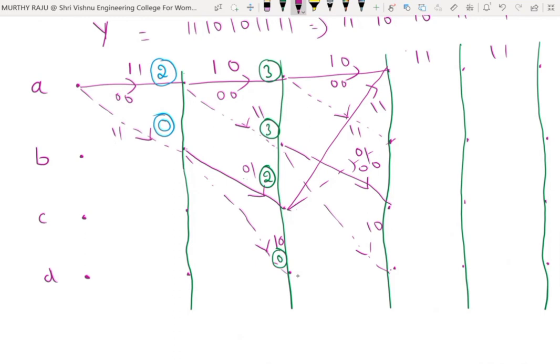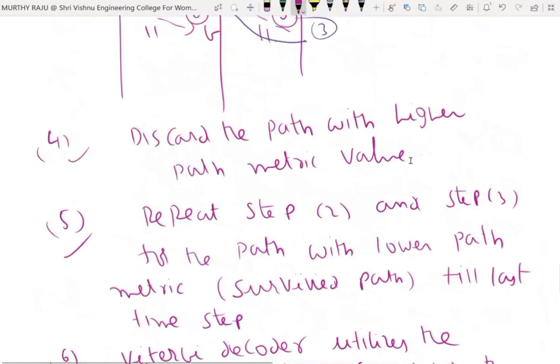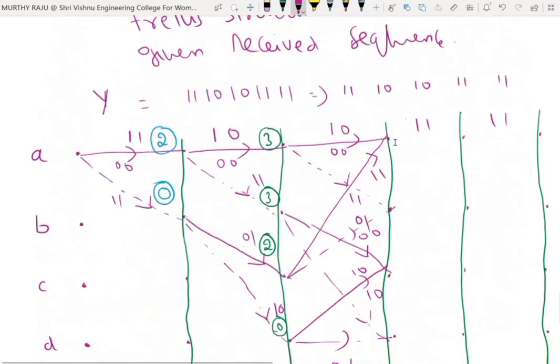Next, D to C. Here D to C is 1 0. D to D is 0 1. Here one more important point is: discard the path with higher path metric. Discard the path with higher path metric value.